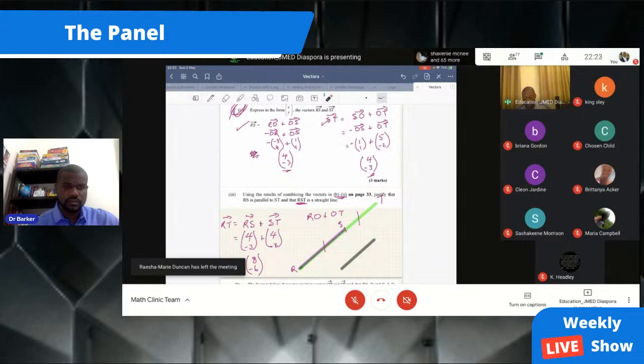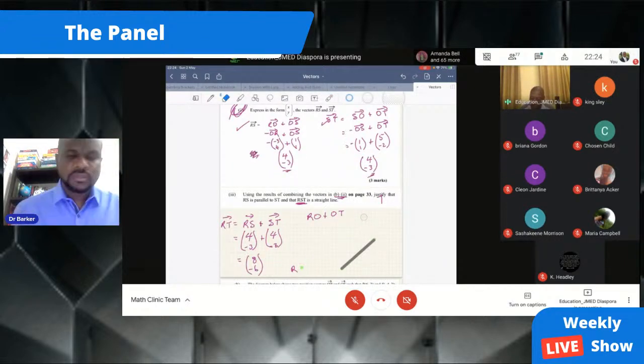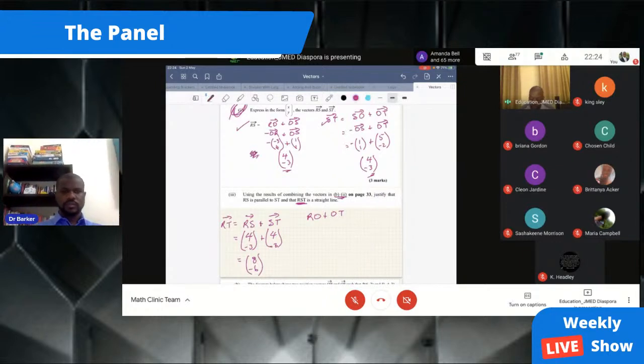But look at what they're asking. So these are parallel. We established that. Also, here, these 3 lines are parallel. You see that? This is parallel, that's parallel, and that's parallel. Let's prove from what you want to say, because that could be a way of doing that. So we could find RT by saying RO plus OT, and that would give us RT. So what's RO?